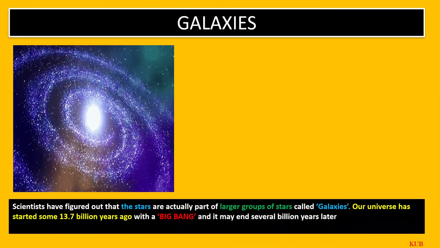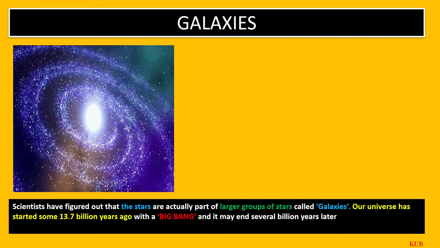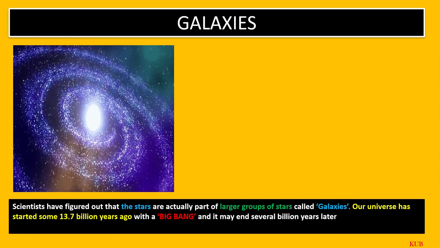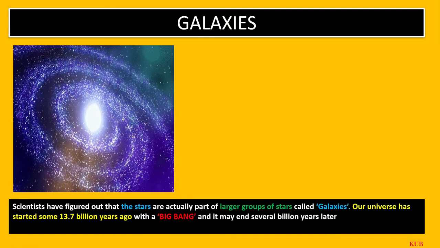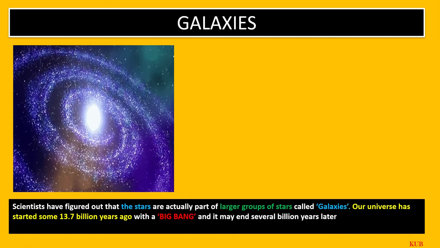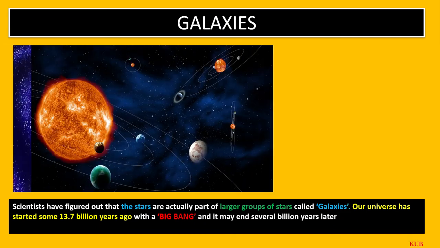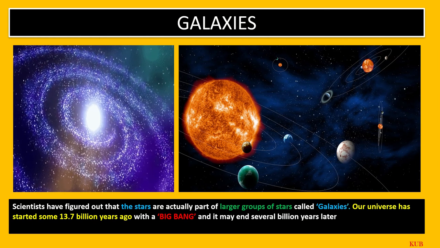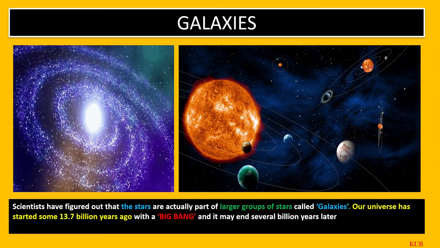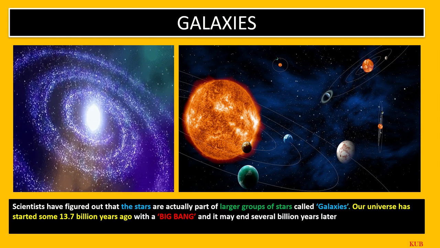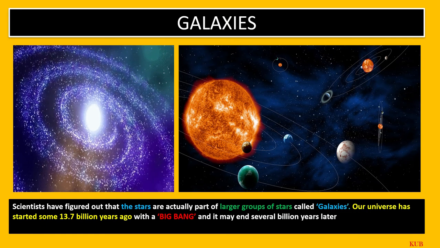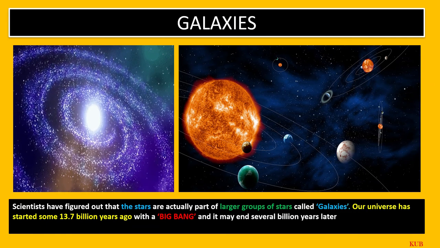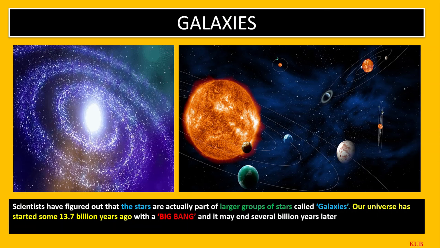Scientists have figured out that the stars are actually part of a larger group of stars called galaxies, and that there are millions of such galaxies in the universe. Now, they are of the view that our universe itself started some 13.7 billion years ago with a big bang, and it may end several billion years later.